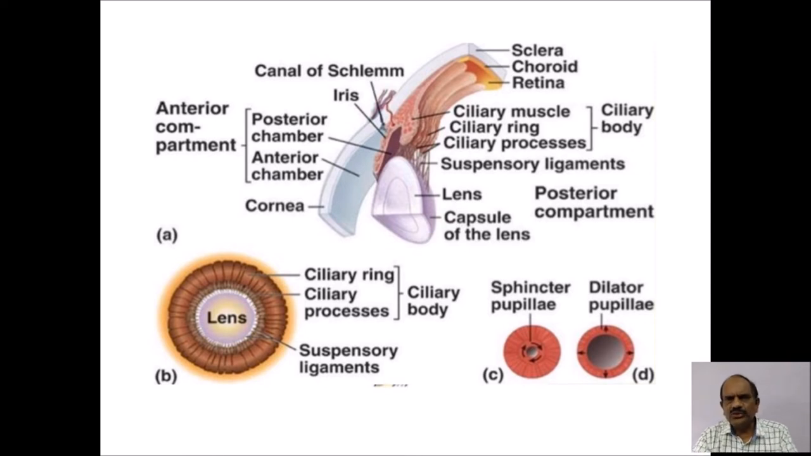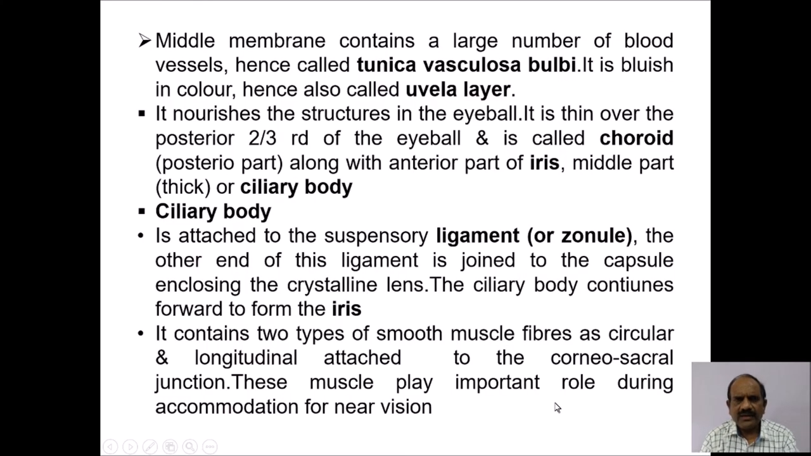One important thing is that the iris contains smooth muscle that helps to constrict the pupil, or its diameter. The muscles that cause contraction are called the sphincter pupillae, and the muscles that cause dilation of the pupil are called the dilator pupillae.